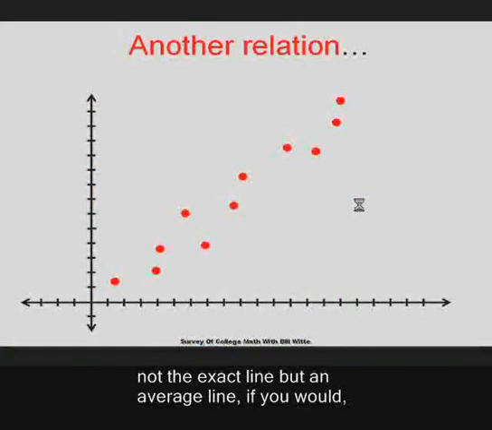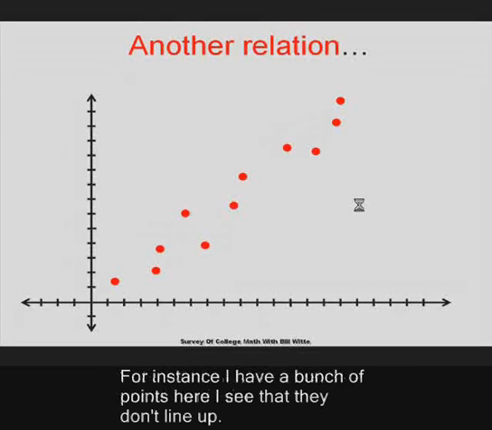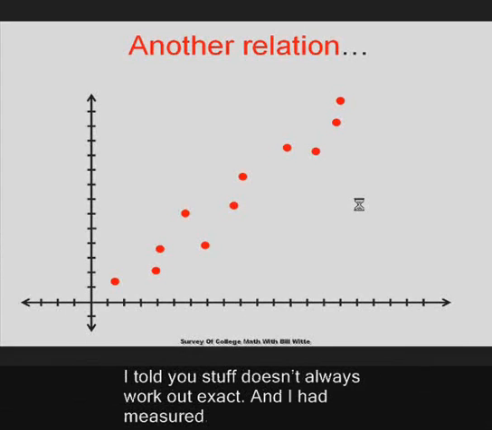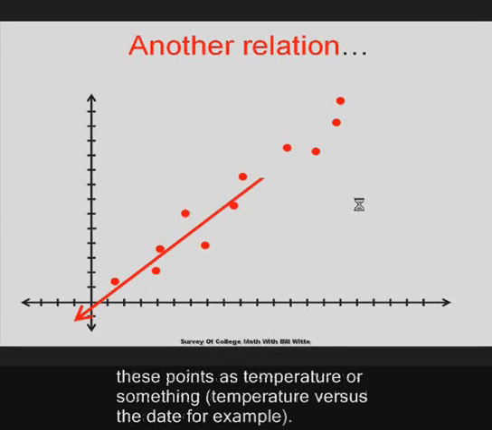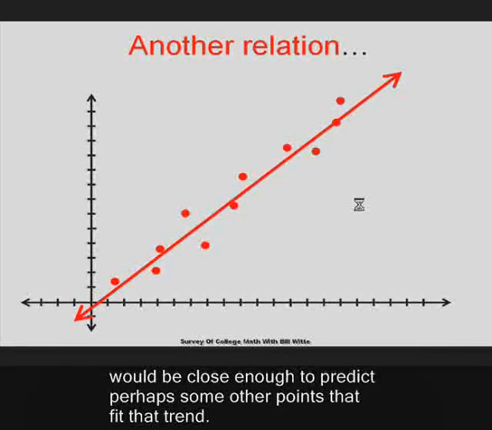For instance, if I had a bunch of points here, and I see they don't line up, I told you stuff doesn't always work out. And I had measured these points as temperature versus date or something. Now, there is a line that's pretty close to them, and that would be close enough for my sake to predict some other points in that trend.